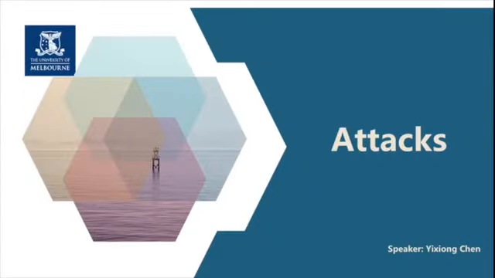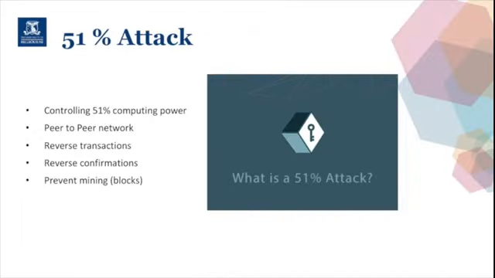As we know, blockchain is based on a P2P network, so there are possible attacks that may arise. The 51% attack is also called the majority attack, which is a common attack in the blockchain network. In this attack, attackers try to control more than half of the computing power on the network, so that they could reverse transaction confirmation and even prevent users from mining the blocks.